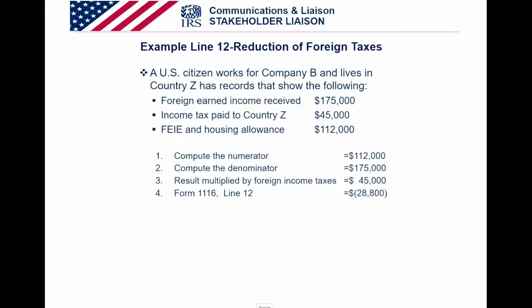So we divide the numerator, which is our foreign earned income exclusion of $112,000, by the total foreign earned income of $175,000. And that percentage, which comes to 64%, is then multiplied by the foreign income taxes paid of $45,000. So since 64% of the income was excluded, we now have to exclude 64% of the foreign taxes paid. So Form 1116, line 12, would show a reduction of $28,800.